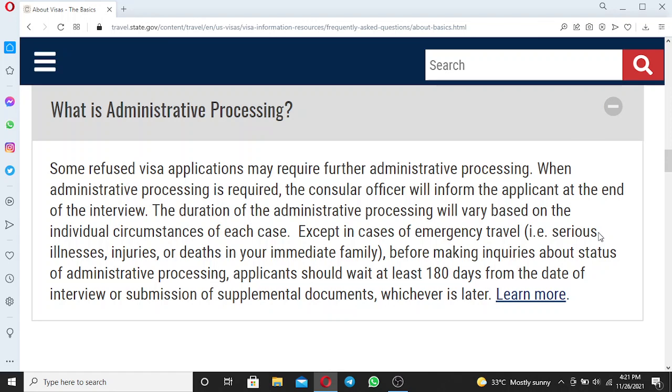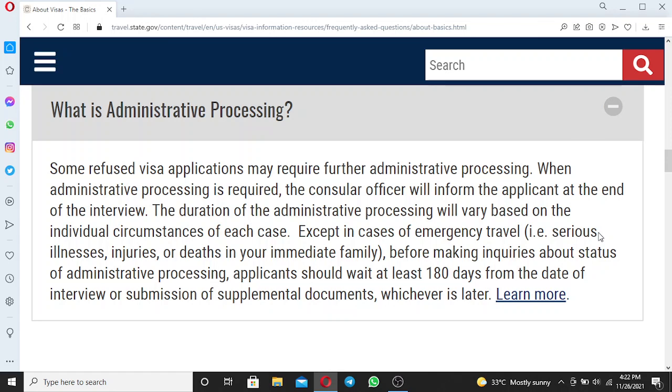The duration of the administrative processing will vary based on the individual circumstances of each case, except in cases of emergency travel, that is, serious illness, injuries, or death in your immediate family. Before making inquiries about the status of administrative processing, applicants should wait at least 180 days from the date of interview or submission of supplementary documents, whichever is later.